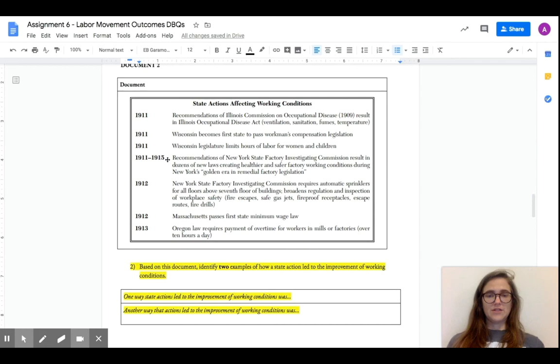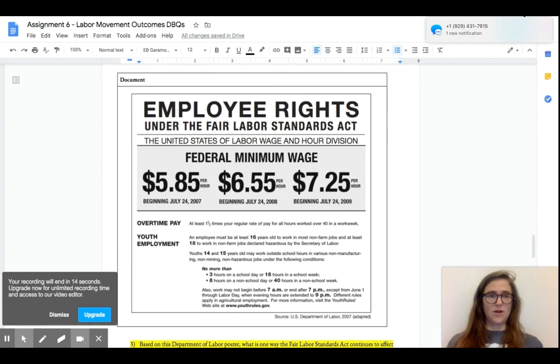The United States Department of Labor, Wage and Hour Division. Federal minimum wage. Beginning July 24th, 2007, federal minimum wage was $5.85 per hour. July 24th, 2008, it was $6.55 per hour. July 24th, 2009, it was $7.25 per hour. So let's read through the other things that the law requires.